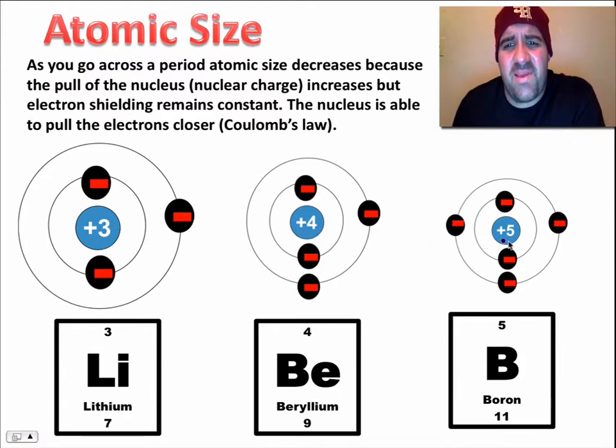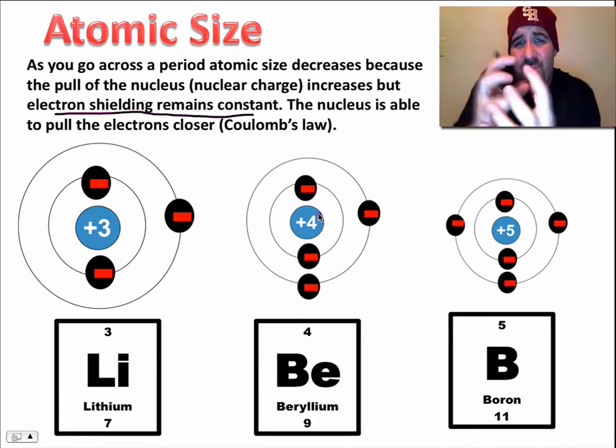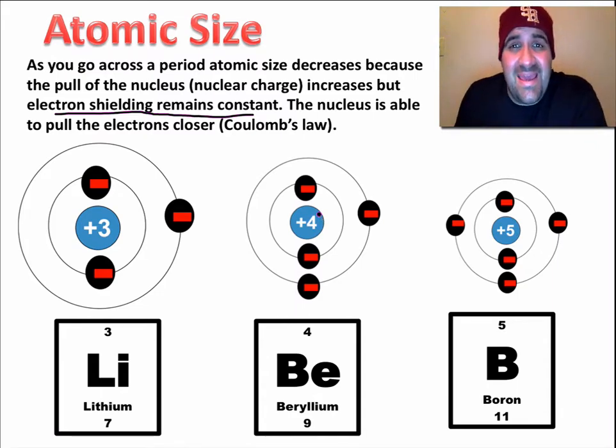+3, +4, +5. But there's no additional electron shielding. There's no extra electron repulsion. So the nucleus is able to pull those electrons tighter and tighter and tighter because the pull of the nucleus is getting stronger, but the resistance of the electrons is staying the same. So the atoms get smaller going across.